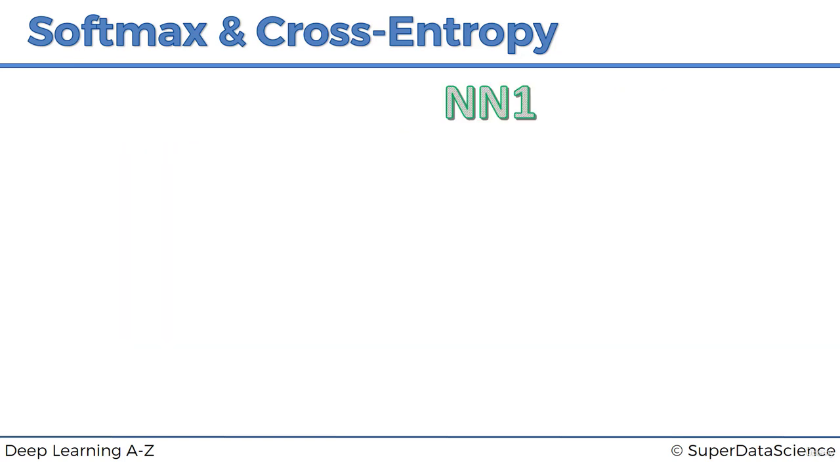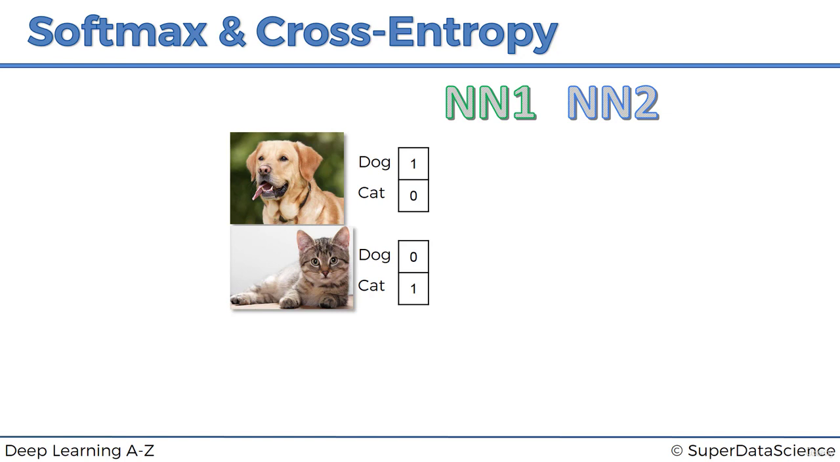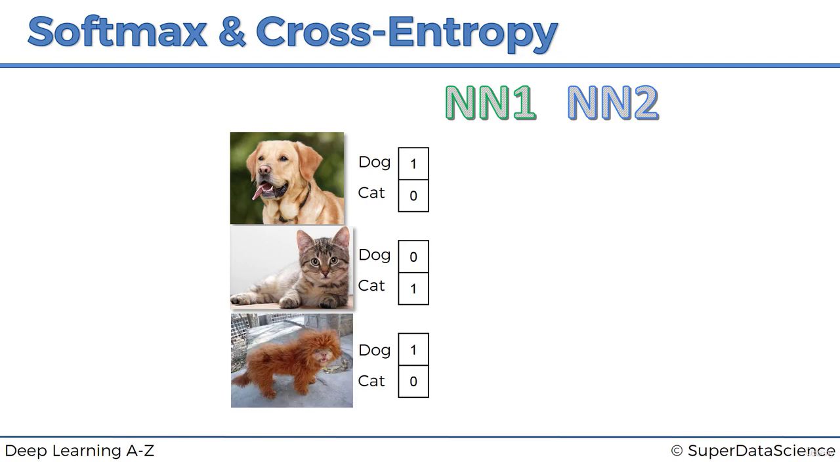This will also explain why we're looking into different cost functions. So, neural network 1, neural network 2. Let's say we have 2 neural networks. Then we pass an image of a dog, and we know that this is a dog and not a cat. Then we have another image, of a cat this time, and it's a cat and not a dog. And here we have a weird-looking animal, which is in fact a dog and not a cat if you look very closely. So we want to see what our neural networks will predict.